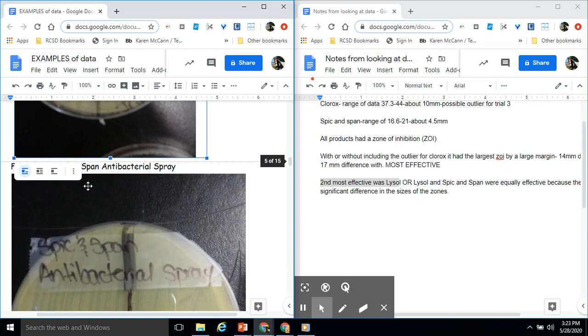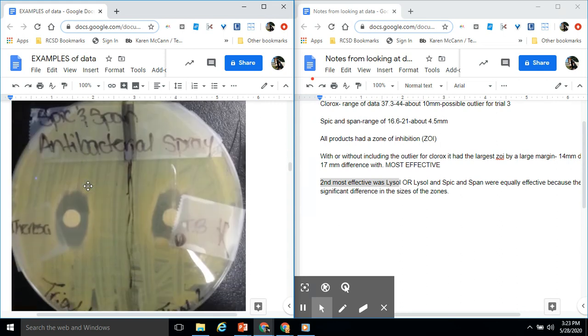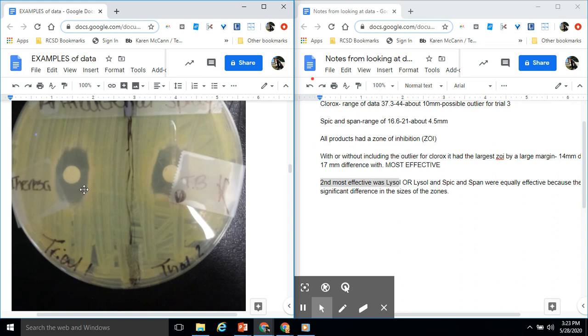Let's scroll down and look at the other ones. So here's Spic and Span. Spic and Span's a little weird because I don't like how it's not a circle. It's very oblong. So is this really the zone of the Spic and Span? I don't like that. I don't know exactly what occurred. Maybe it was a drip, or maybe when she put the disc down, it moved a little bit. Do you guys remember when you did the bleach lab?